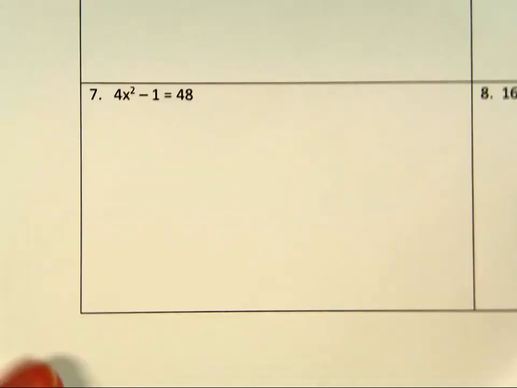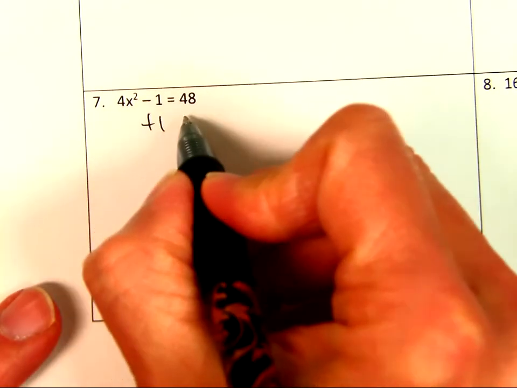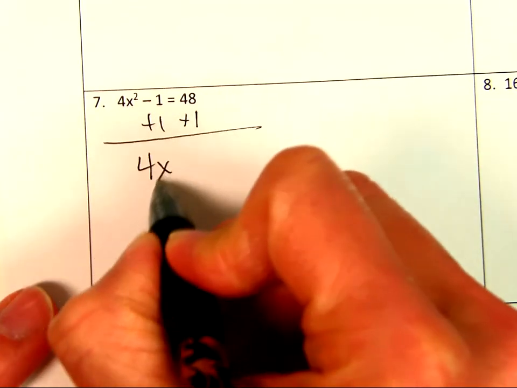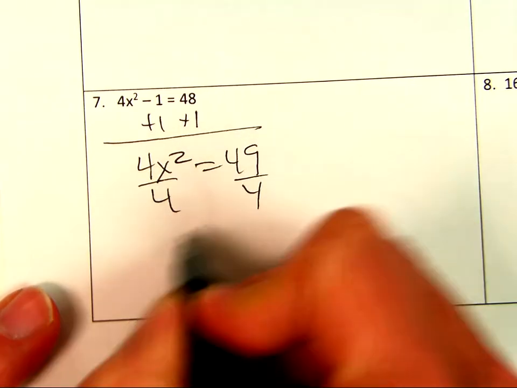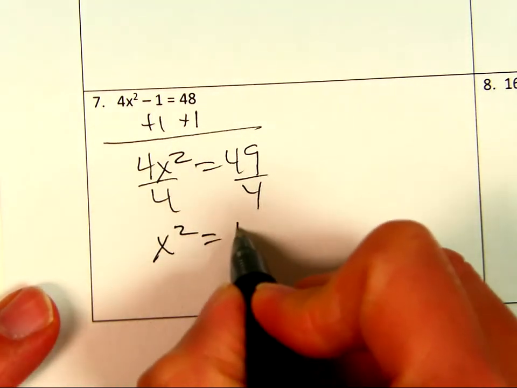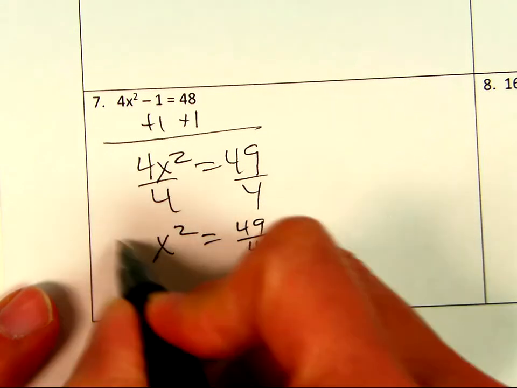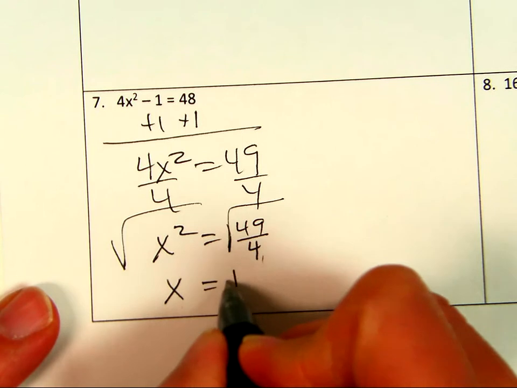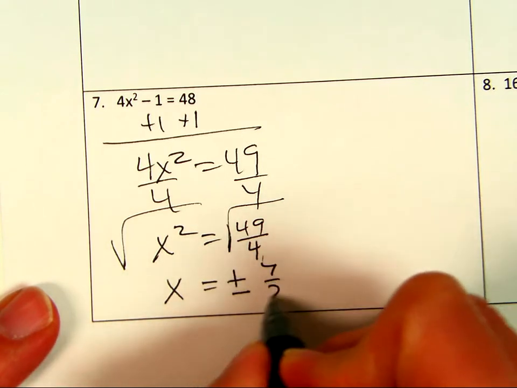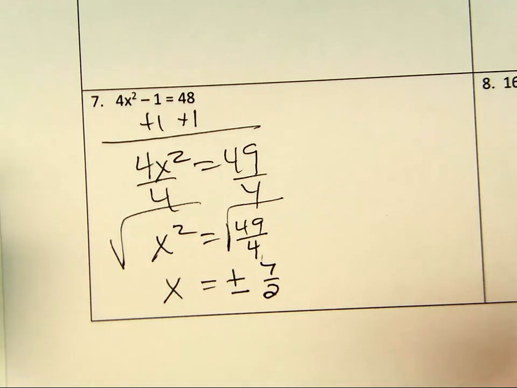All right. I'm going to add 1 to both sides. We get 4x squared equals 49. If I divide by 4, I get x squared equals 49/4. And again, both of those are perfect squares. So when I take the square root, I get x equals plus or minus 7/2, which is 3.5. Either one works. I like that way.